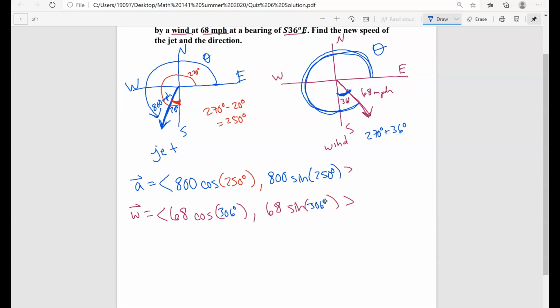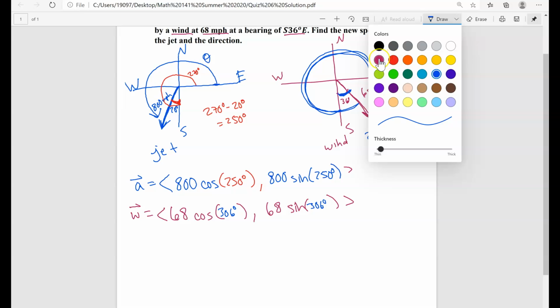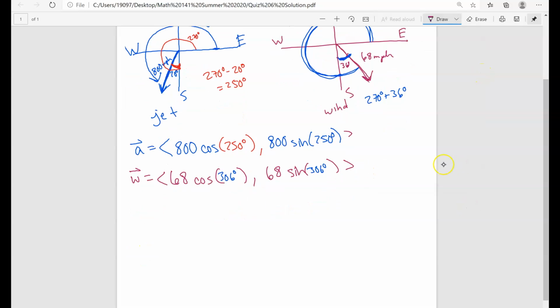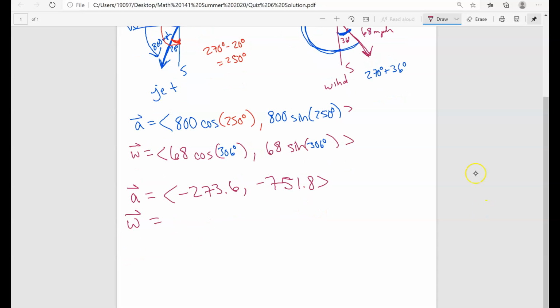Now all we have to do is put this in our calculator. For the A vector, the airplane, I ended up getting negative 273.6 and negative 751.8. And for my wind vector, I ended up getting about 40 and negative 55.01.